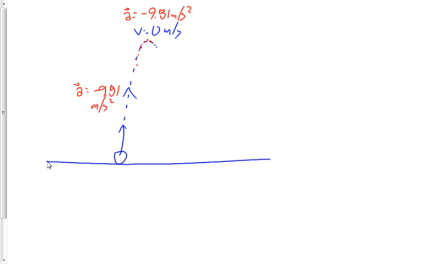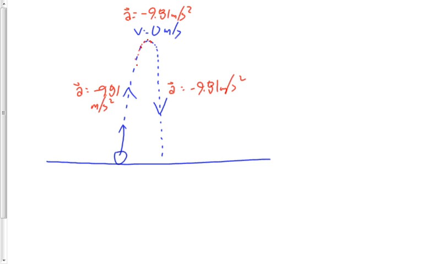Carrie? No. No. Now the ball is going back down. What's the acceleration of the ball as it falls back down toward the ground? Good. Negative 9.81 meters per second squared.